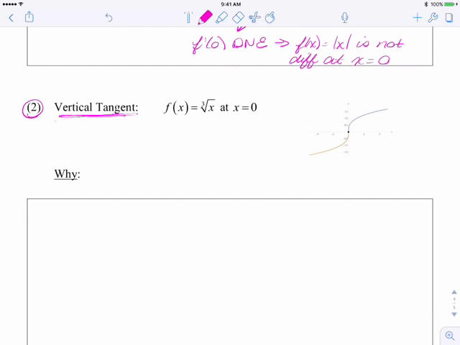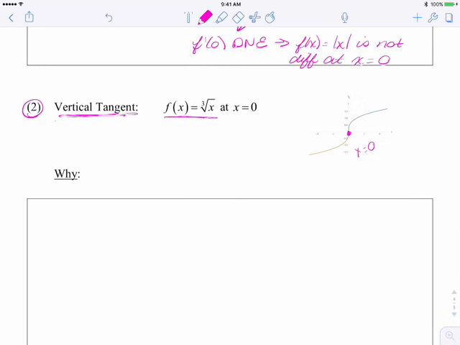Okay, so a good example to show this is when f of x is equal to the cube root of x, when x is equal to 0. So when we look at the graph, okay, there's the point when x is equal to 0.